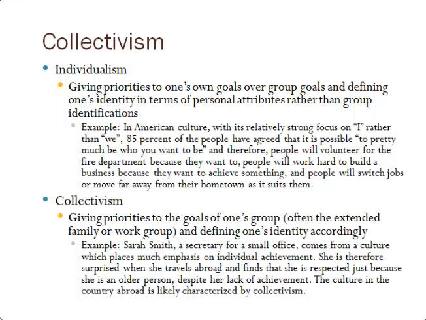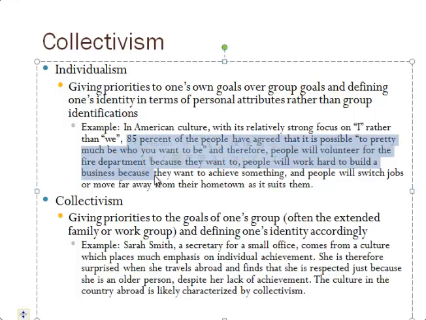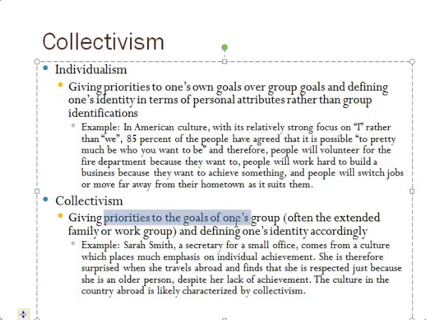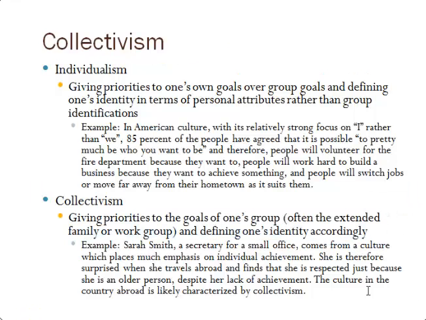In American culture, and probably in Western society in general, we have a strong focus on I rather than we. 85% of people in a study agreed that it's possible to be pretty much who you want to be. We don't focus as much on building the business or the society as we do on ourselves. Other countries, for example Japan, have a much more collectivist society, where they put a much higher premium on what's good for society rather than what's only good for the individual. That's collectivism. Collectivism is giving priority to the goals of the group and defining one's identity accordingly.